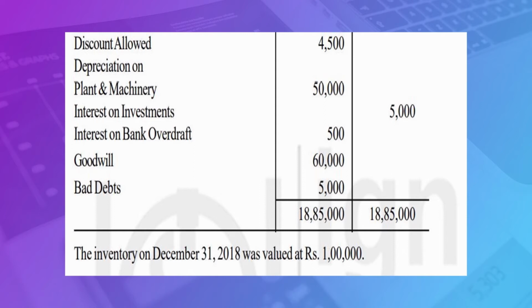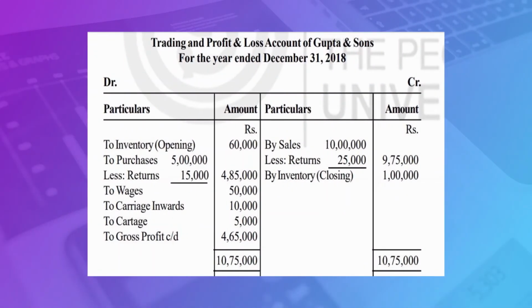The inventory on 31st December 2018 was valued at rupees 1 lakh. So, this is the information which is not given inside the trial balance, rather this information has been furnished outside the trial balance. Therefore, this information will be recorded minimum at two places while preparing the final accounts. Now, let us prepare the trading profit and loss and balance sheets.